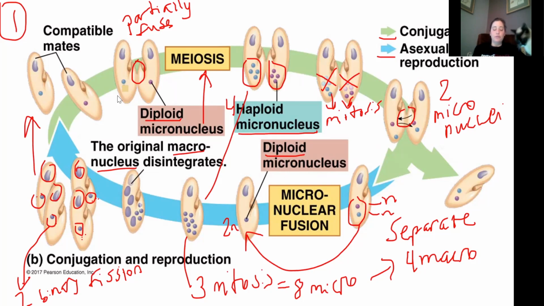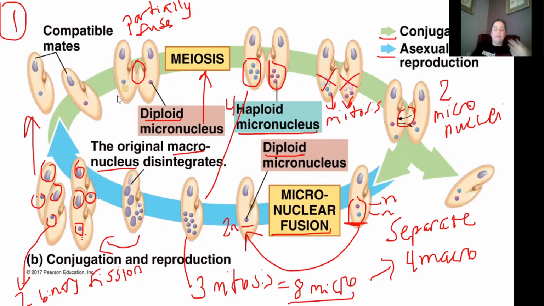So these 2 haploid micronuclei will fuse to make 1 diploid micronucleus, which then undergoes mitosis to make 8 micronuclei. 4 of those become macronuclei, and the other 4 stay micronuclei, and the cell undergoes binary fission to make 4 cells that each have 1 macro and 1 micronucleus that are different than the originals. Okay. That is the end of the alveolates.